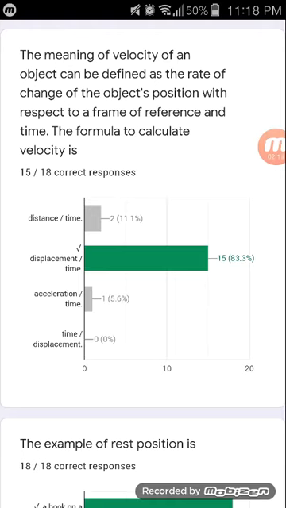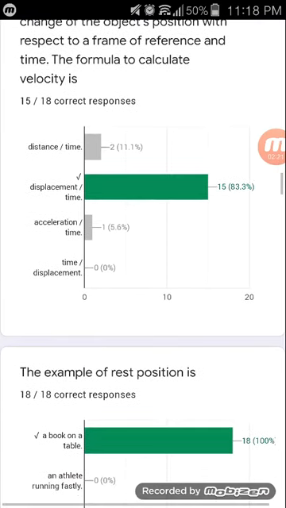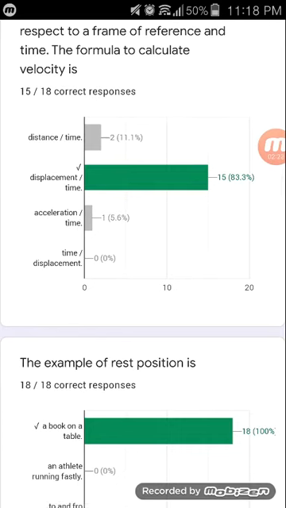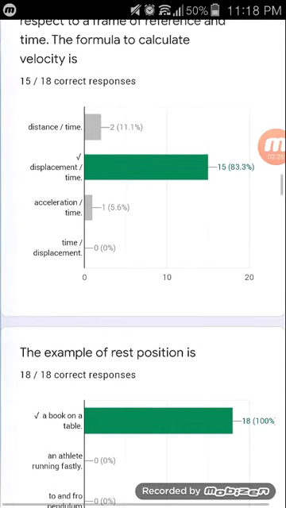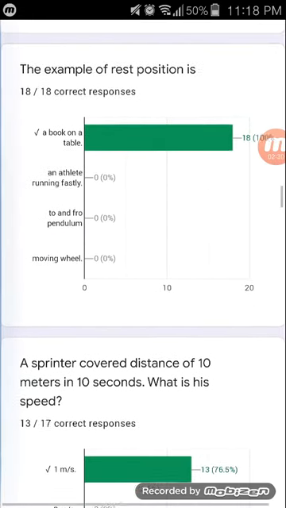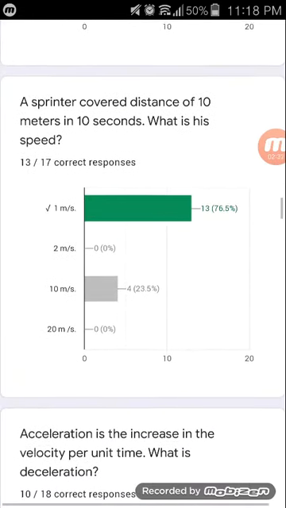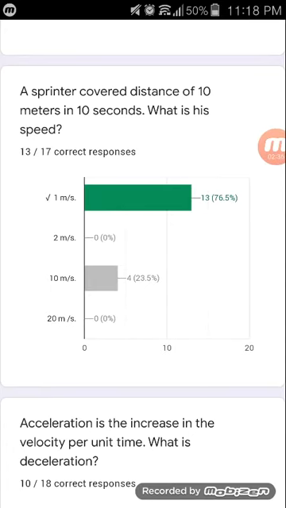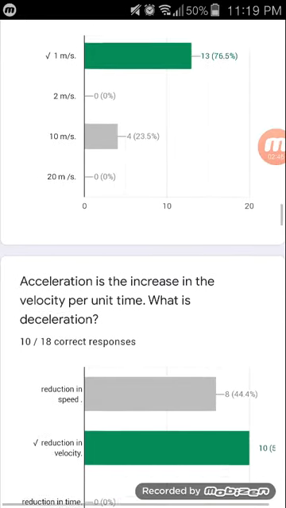We know that velocity is speed, and speed is distance upon time. So velocity is displacement upon time. A lot of people selected different answers, but 83% of people selected the right one. The example of the rest position is a book on a table. Next, we have a sprinter who covered a distance of 10 on 10, what is his speed? What do you mean by 10 on 10? It means 10 meters per 10 seconds. If you divide 10 by 10, you will have 1 meter per second.